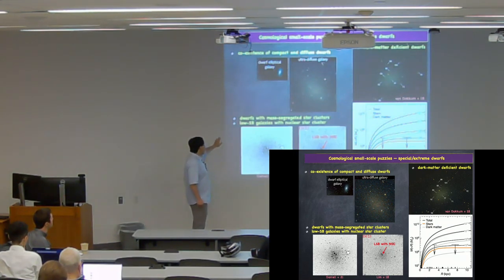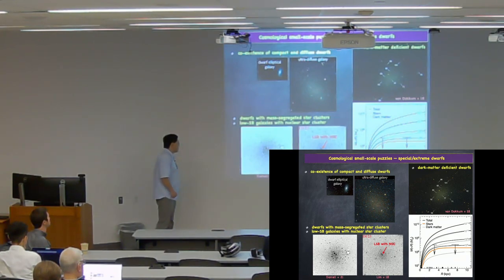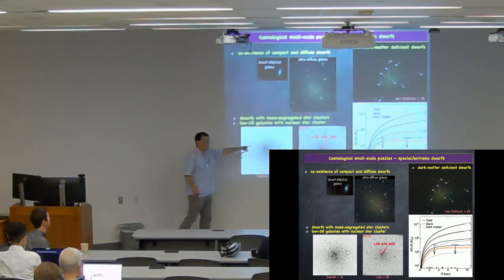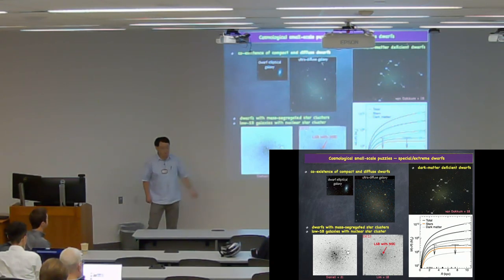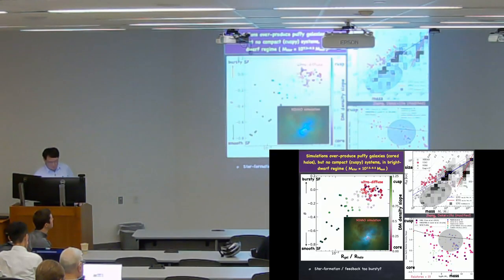We also have dwarf galaxies with mass-segregated globular clusters or star clusters, in the sense that the denser or more massive ones are closer to the center, and the smaller ones are more extended. The extreme version of this might be low-surface-brightness galaxies with a nuclear star cluster right in the middle. That's more massive than a globular, 10 to the 7 solar masses in the center. We also have DMDGs, repeatedly addressed today.